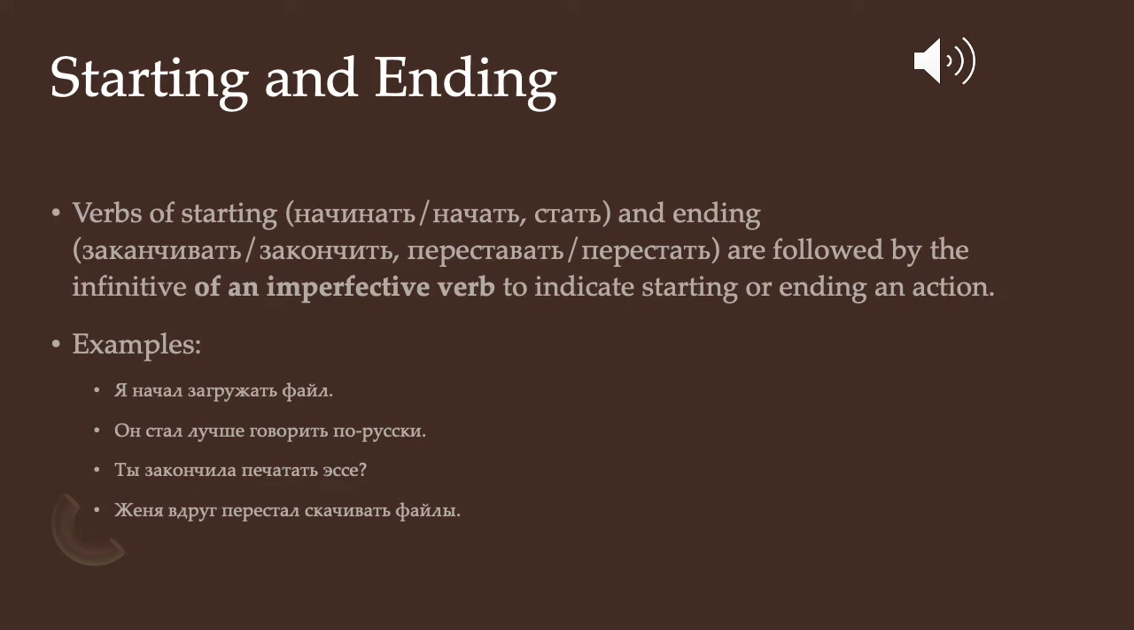Another place where we use the infinitive of an imperfective verb is when we combine it with verbs that indicate starting or ending an action. So verbs like начинать, начать, to start, стать, to become or begin, заканчивать, закончить, to end or finish, and переставать, перестать, to cease or quit. All of these are followed by the infinitive of an imperfective verb when you want to say that you are starting or ending an action.